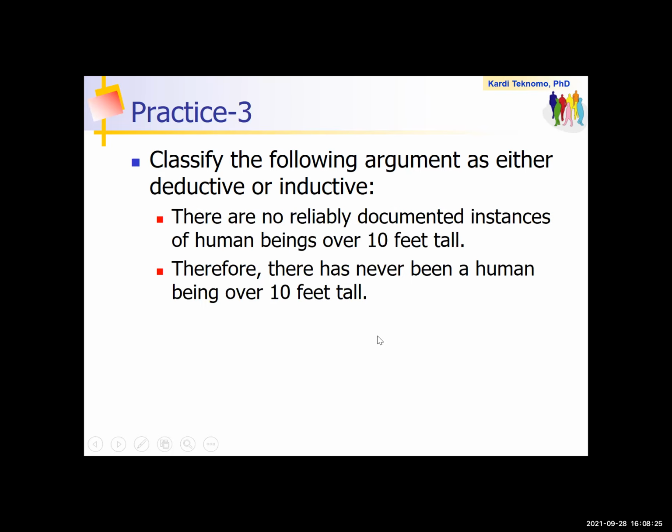Correct. How about this? There are no reliably documented instances of a human being over 10 feet tall. Therefore, there has never been a human being over 10 feet tall. Inductive. Why? Because not 100% sure.